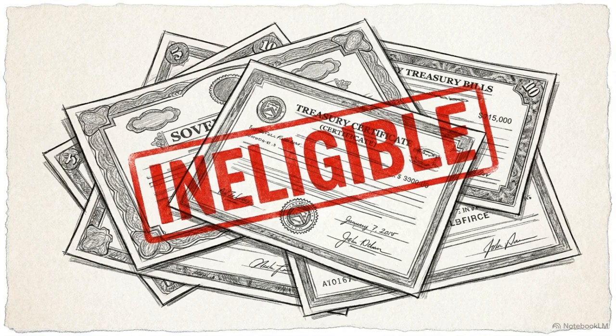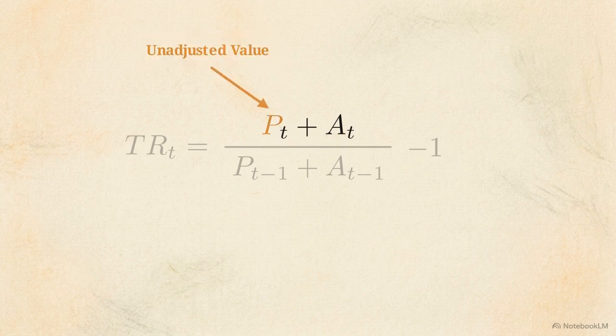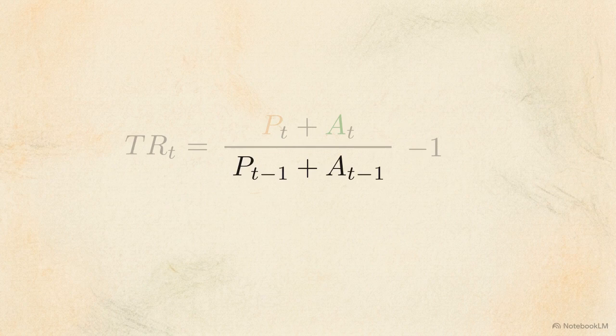This equation represents the daily total return calculation. It is the primary metric JP Morgan uses to quantify bond performance over time. The numerator relies on two inputs for the current market day. P is the local market closing clean price. A is the accrued interest calculated up to but excluding the value date. The denominator applies those exact same variables, clean price and accrued interest, but pulls them from the previous market day, dictated by the local Indian holiday calendar.